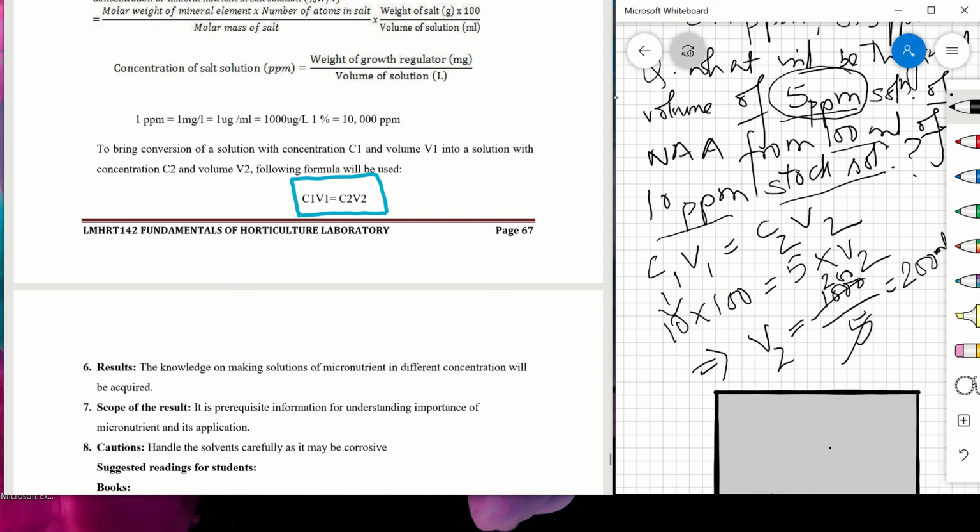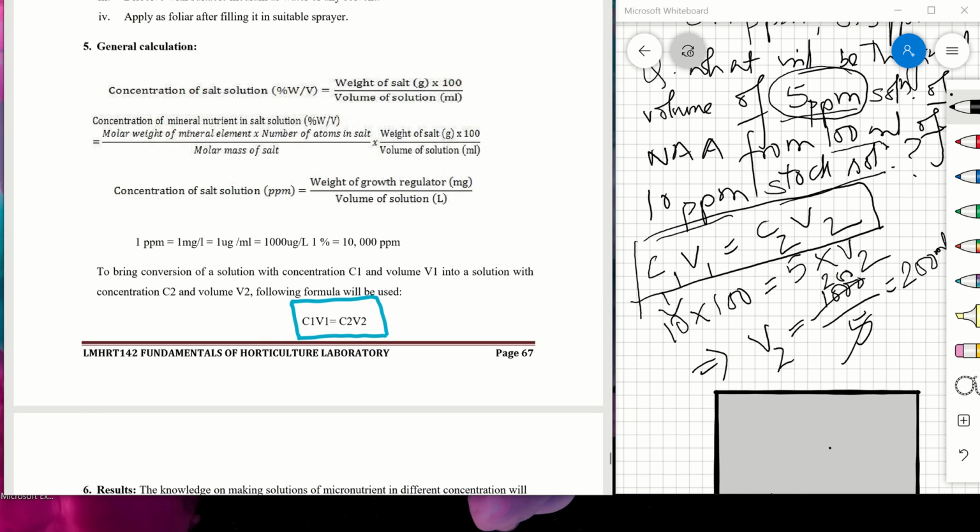So likewise you can find it out, and you can use this formula, C1V1 equals C2V2. The same thing you can say, if V2 is given and C2 is not given, you have to find it out, then you can use this formula. Okay, so likewise you have to remember this, C1V1 equals C2V2.